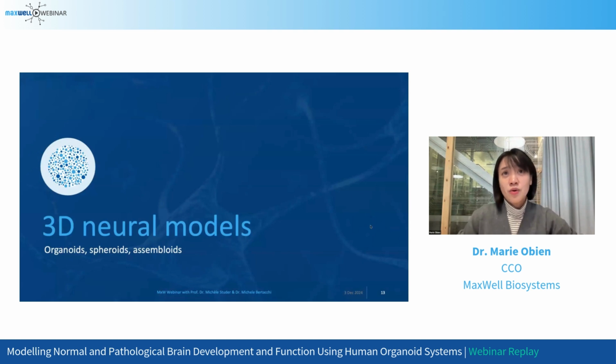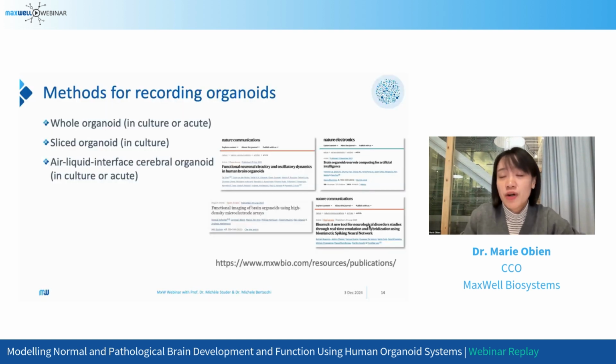Okay, so just to elaborate more on 3D neural models, how our system has been used for that. So of course, there are different methods for recording organoids. You can do whole organoid in culture or acute. You can do sliced organoid in culture. You can also use air-liquid interface in culture or acute. And these are just a selection of some of the works already done with organoids using our system.